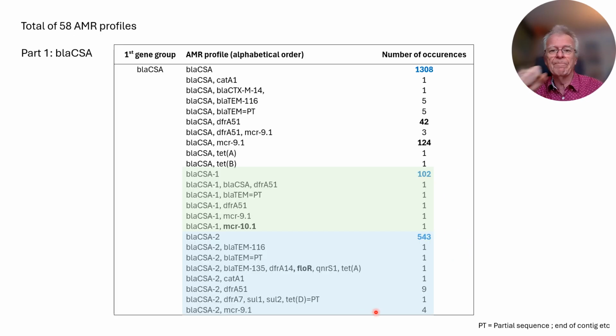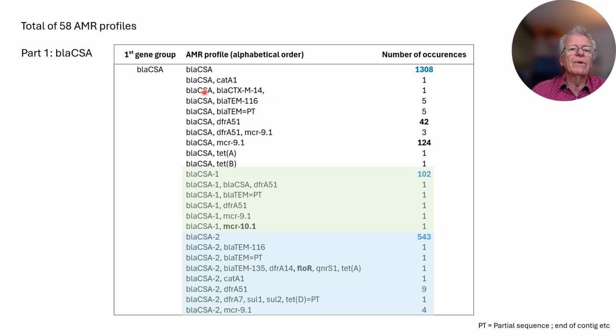So with that caveat, we'll move on. When we look at the BLA genes, the most numerous BLA variety was the CSA. Most often the variant wasn't designated, so we have 1,308 not designated. We have 100 designated to variety 1, and just over 540 designated to variant 2.